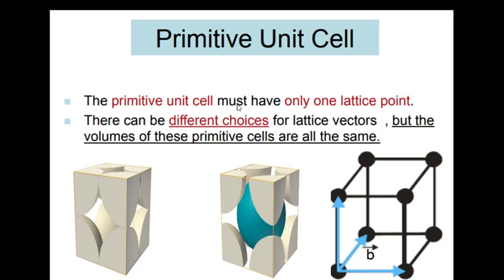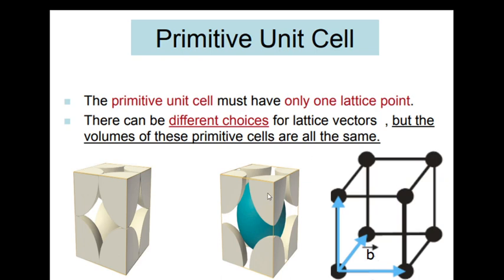So a primitive unit cell must have only 1 lattice point, and there can be a different choice for the lattice vector. So here, if you look, there is more than that. If the inside atom is a little bit larger compared to the corner atom, then the size of the void becomes small. Because of that, these corner atoms get separated. You can look here, they are not touching each other, and over here they are touching each other. So it depends on the type of atoms and the close packing setup.